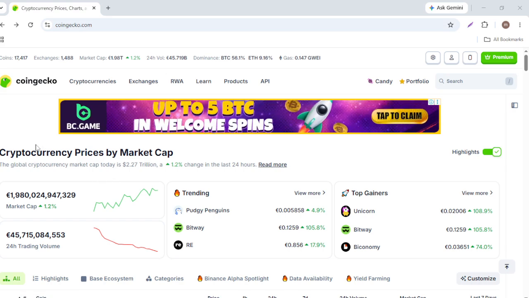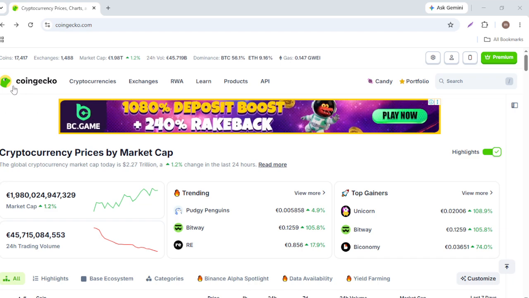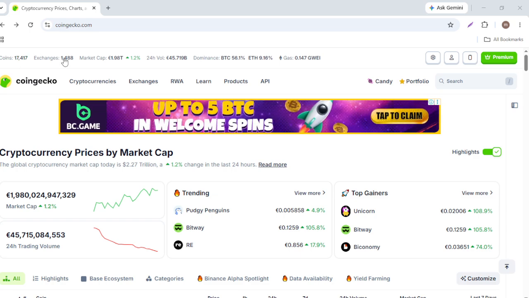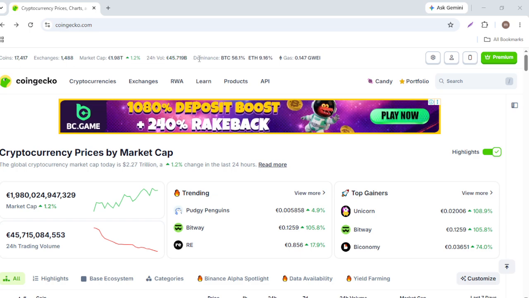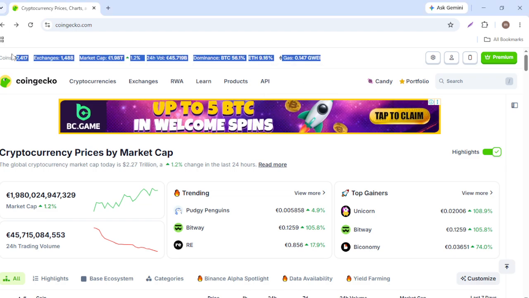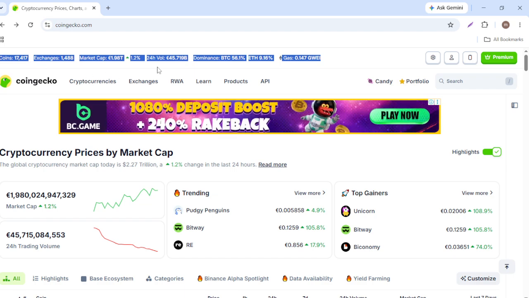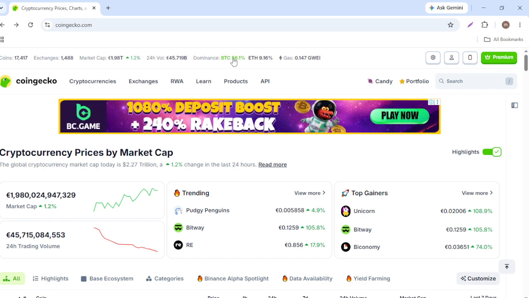market data. When you land on CoinGecko.com, you're actually looking at the global hub by default, but there's specific data you need to be paying attention to. The header bar, right at the very top of the page, you'll see the global market cap, 24-hour volume, and dominance percentages. This is your at-a-glance dashboard.